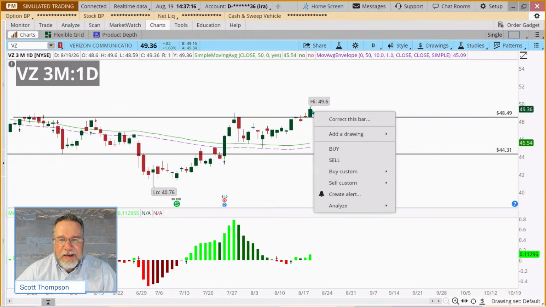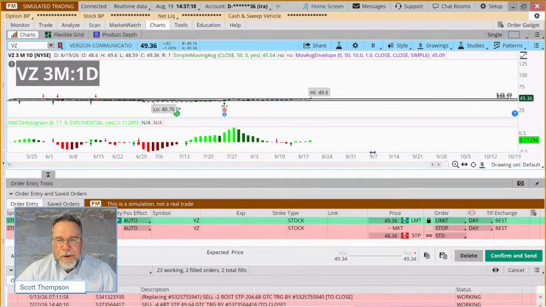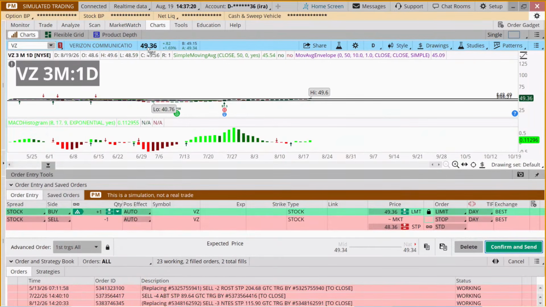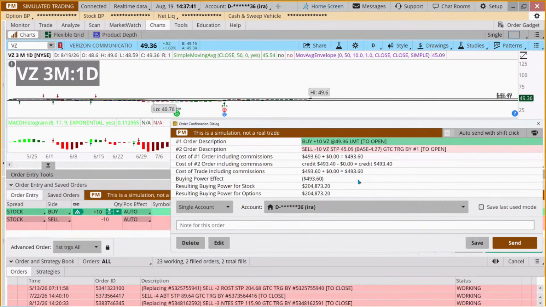So we're going to right click, buy custom with stop. Closing price 49.36 today. Stop at the moving average value of 45.09, about $3, $4 away. We can invest up to $500, so let's go about 10 shares. And then I hit confirm and send.